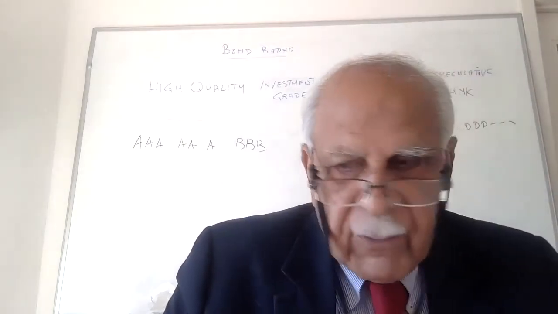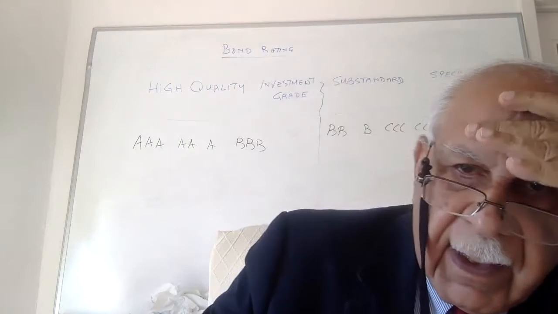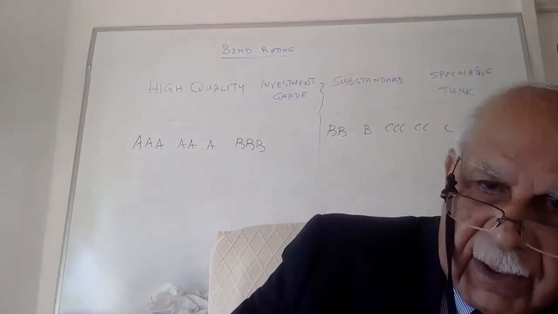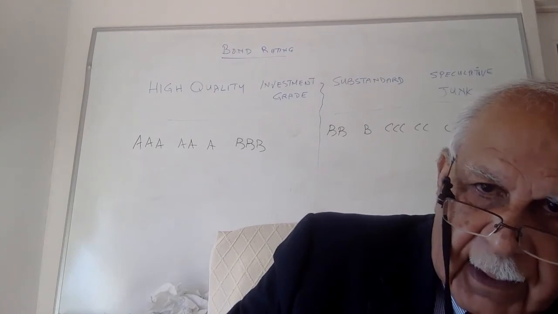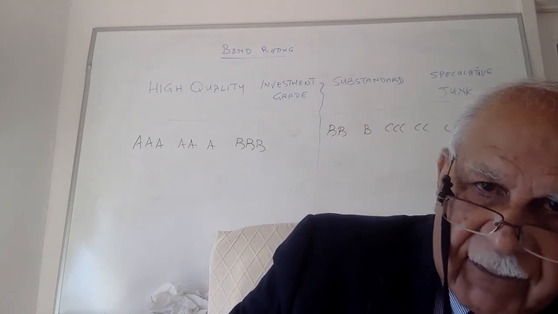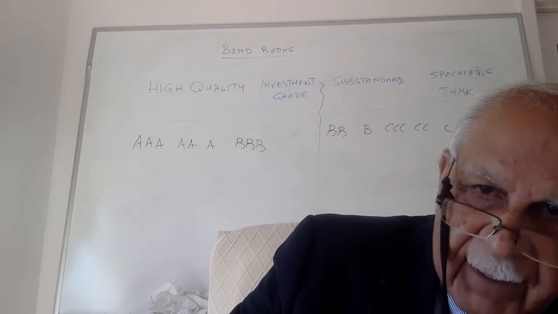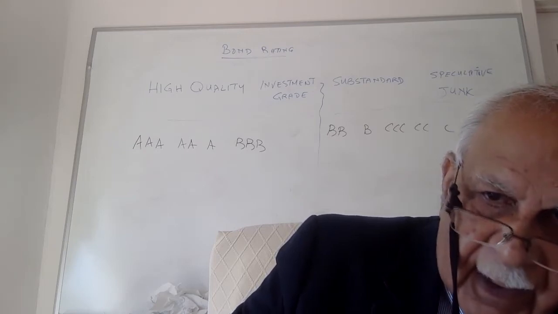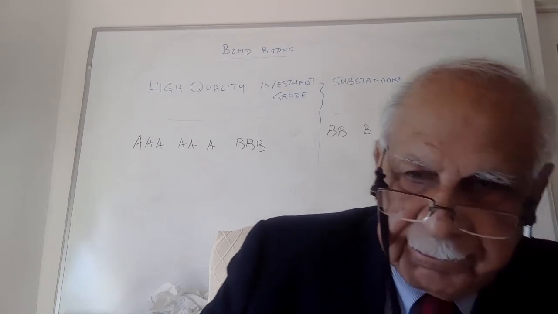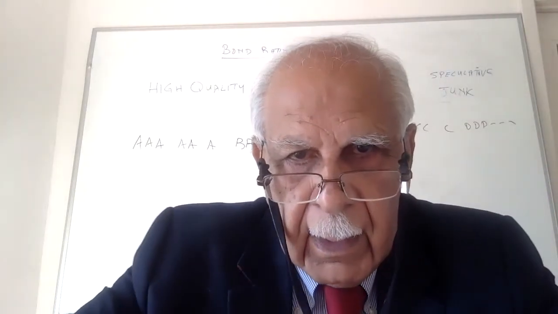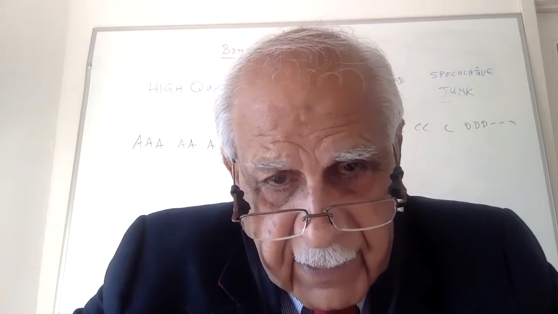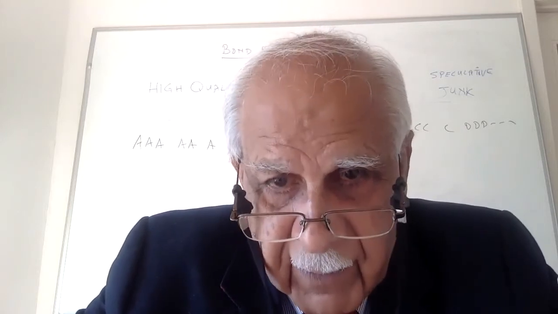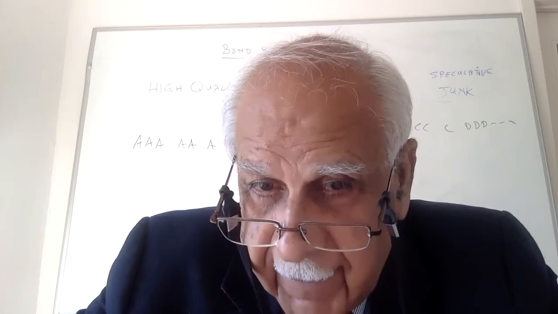And then obviously we'll have to ask the question, why would anybody buy speculative and not buy AAA? The logical question. The next question you can ask me: what is this wavy line between BBB and BB? Simple questions that I have answers for. Let's take up the second question first, the wavy line between BBB and BB.